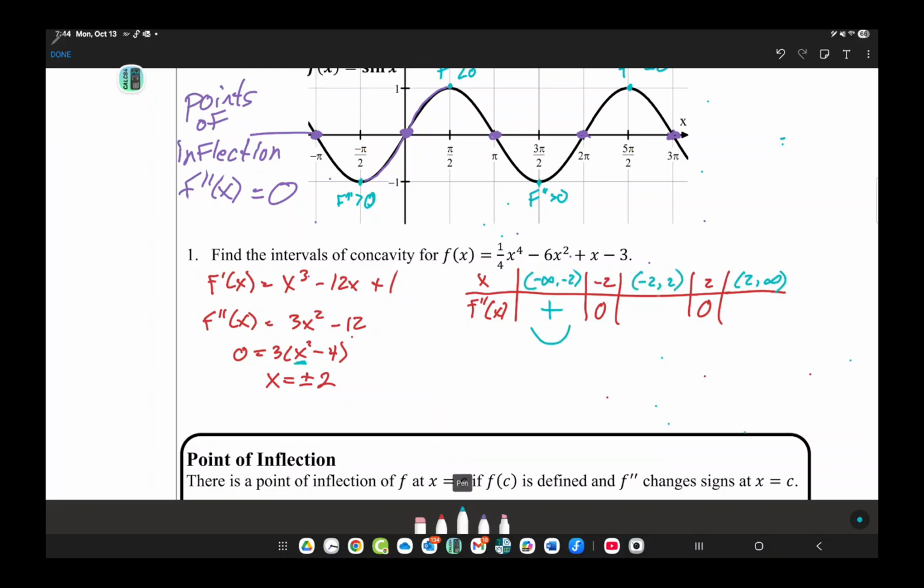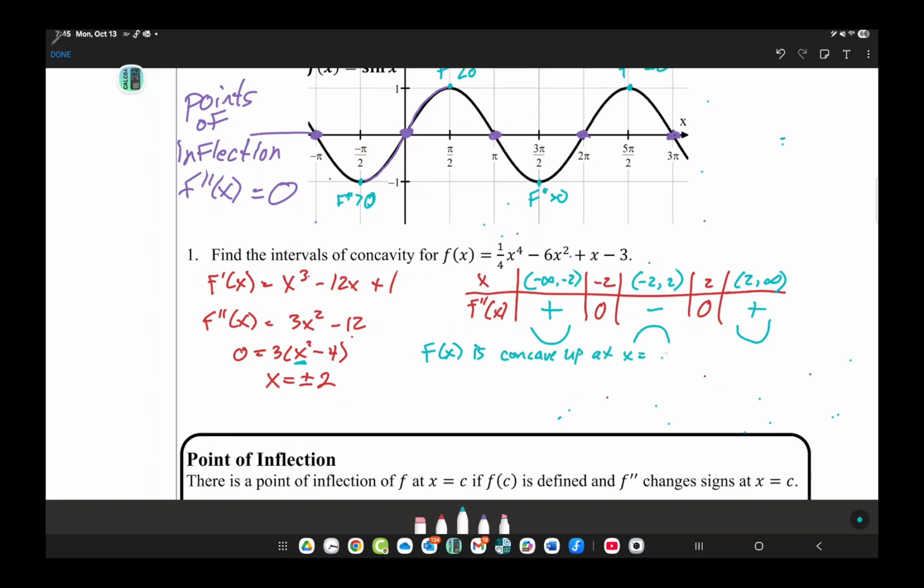If I plug in 0, because 0 is always easy to plug in, 0 minus 4 is -4, and 3 times -4 is -12, which gives me a negative. That is concave down. Same if I plug in 3 instead of -3, I'm going to get 5 times 3, which is 15. So again, positive, concave up. So f of x is concave up.